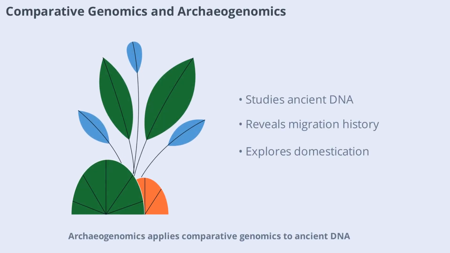Archaeogenomics applies comparative genomics to ancient DNA, revealing the genetic history of extinct species and past human populations. This research uncovers migration patterns, domestication events, and evolutionary changes, enriching our understanding of history and prehistory.